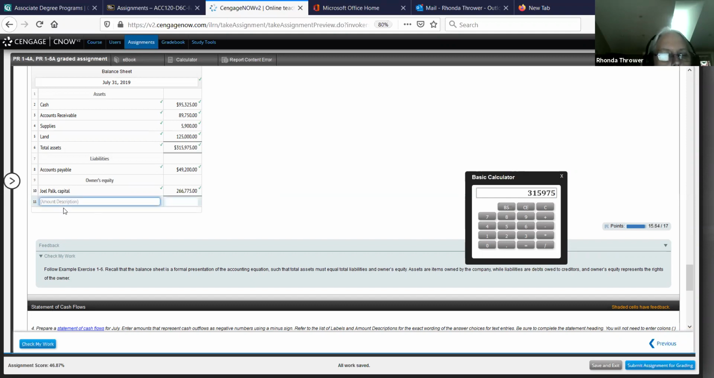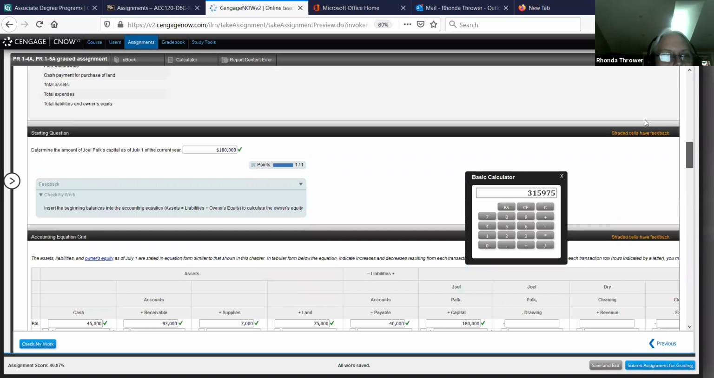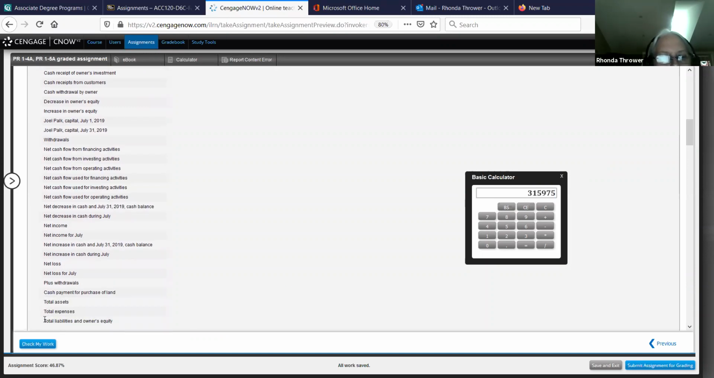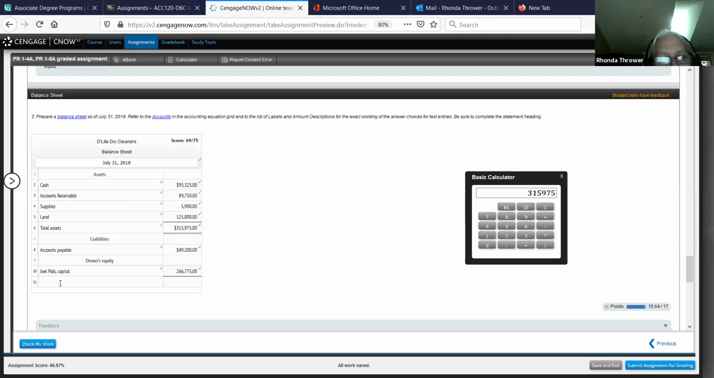And then on the very last line, we have to put down the amount description, which would be the total of the liabilities plus the owner's equity. You got to write it exactly like it wants. So I'm going to look through my list again. I'm going to look to see if we got anything that says something like total liabilities and owner's equity. I'm going to copy it, and I'm going to paste it right here. And then I'm going to combine the two of these together.